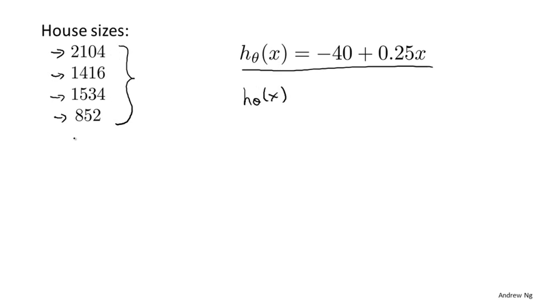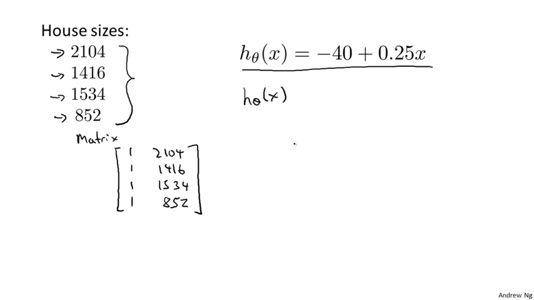So here's how I'm going to do it. I'm going to construct a matrix as follows. My matrix is going to be 1, 1, 1, 1, and I'm going to write down the sizes of my 4 houses here. And I'm going to construct a vector as well. My vector is going to be this vector of 2 elements, that's these minus 40 and 0.25, these 2 coefficients, theta 0 and theta 1.